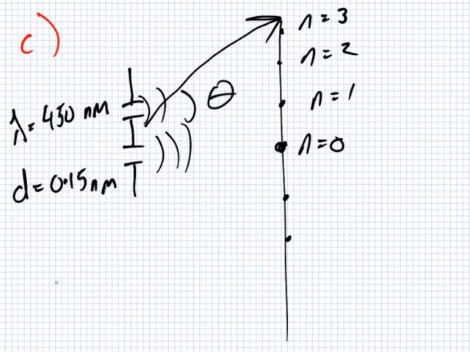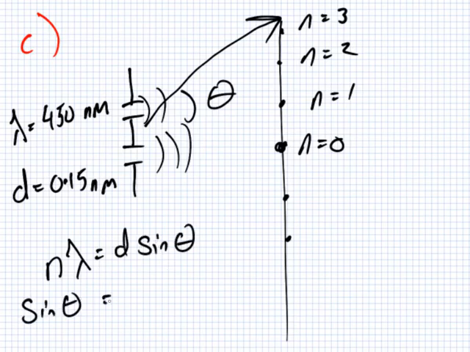So what's the formula? n lambda equals d sine theta. So easy. Sine theta equals n lambda over d, which equals... Why 0.15? Is it not 0.15? Oh yes, millimeters, not nanometers. Millimeters.